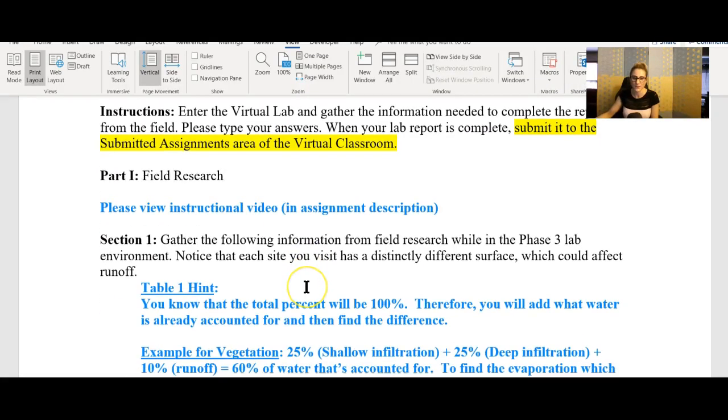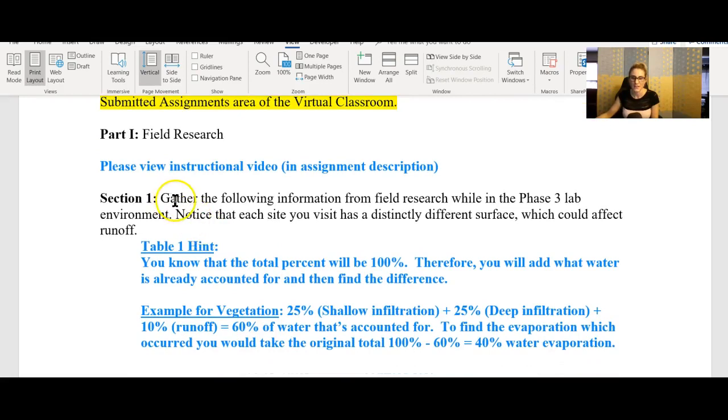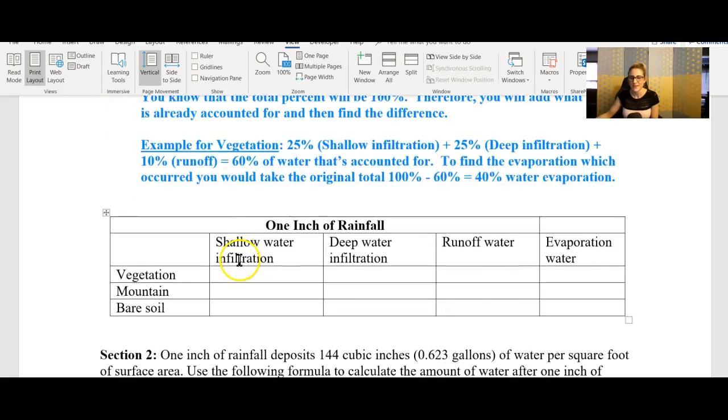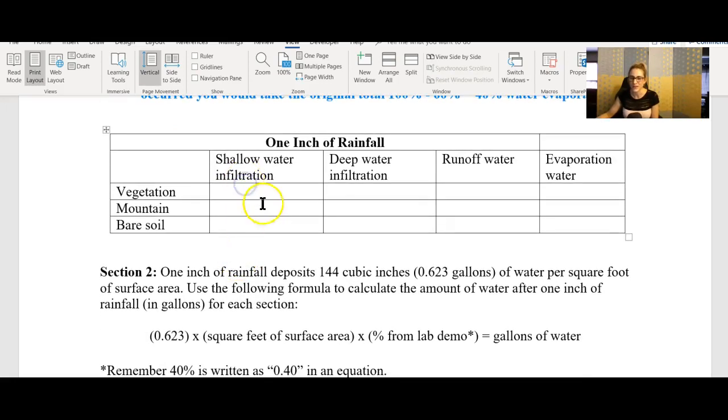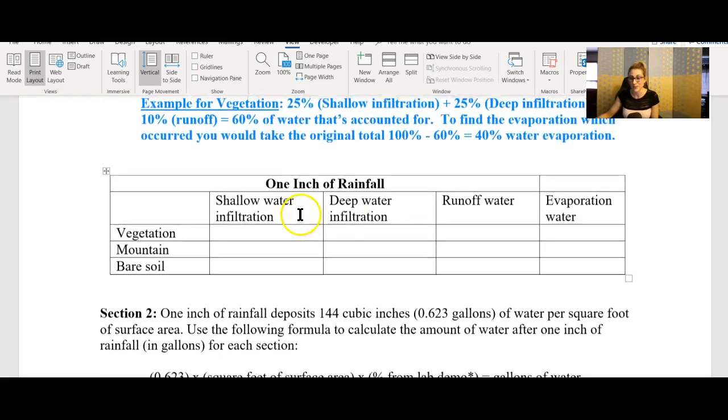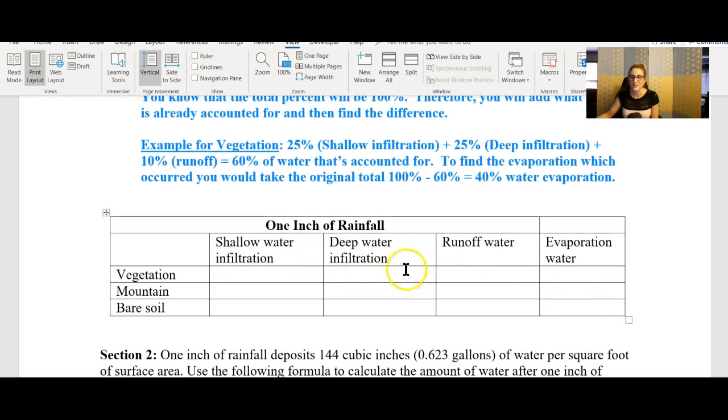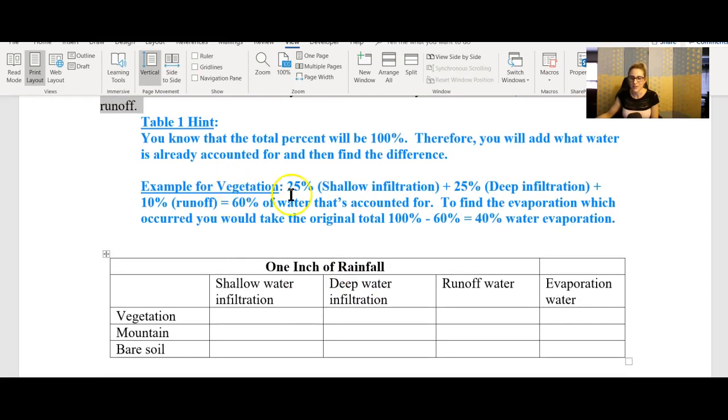If you look down at the first part here, it says gather the following information from the field. That's when you're watching the virtual lab, and you're going to be writing in your information. Now there's a little trick here. You're going to be able to fill in this information in the first 3 parts of the table there. You can see I put an example here because you're going to have to find the evaporation of water. So let's look at this example.